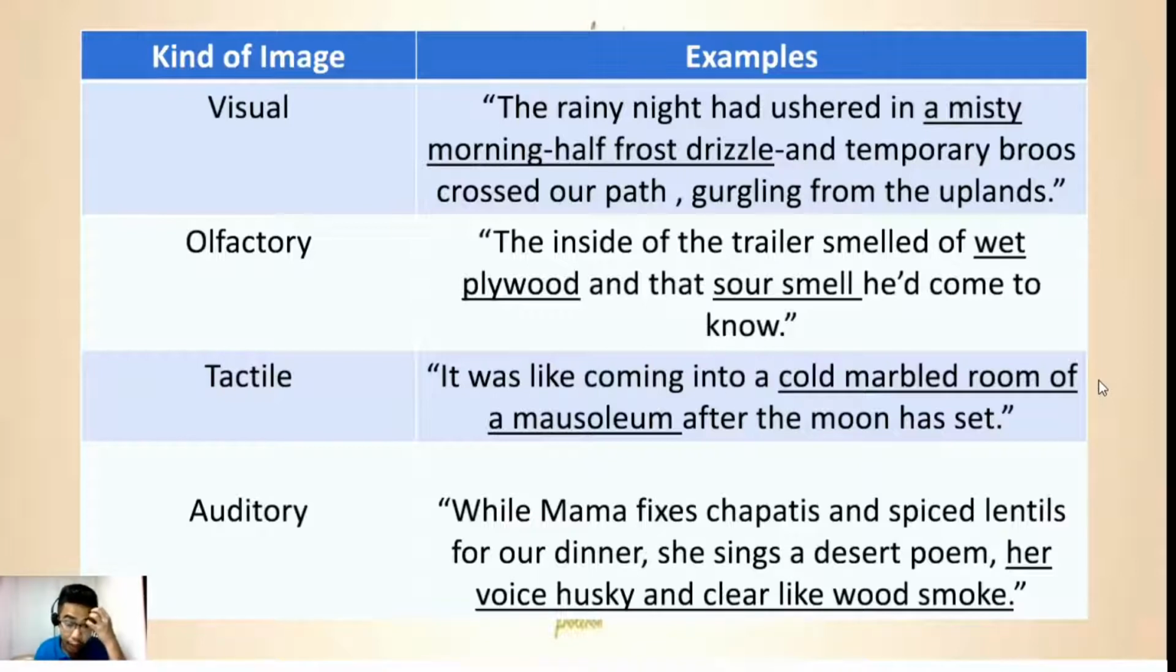Next is auditory. While Mama fixes chapatis and spiced lentils for our dinner, she sings a desert poem, her voice husky and clear like wood smoke. So here, voice is a primary word that signifies that these words are auditory, or they appeal to our sense of hearing. So, the husky voice.